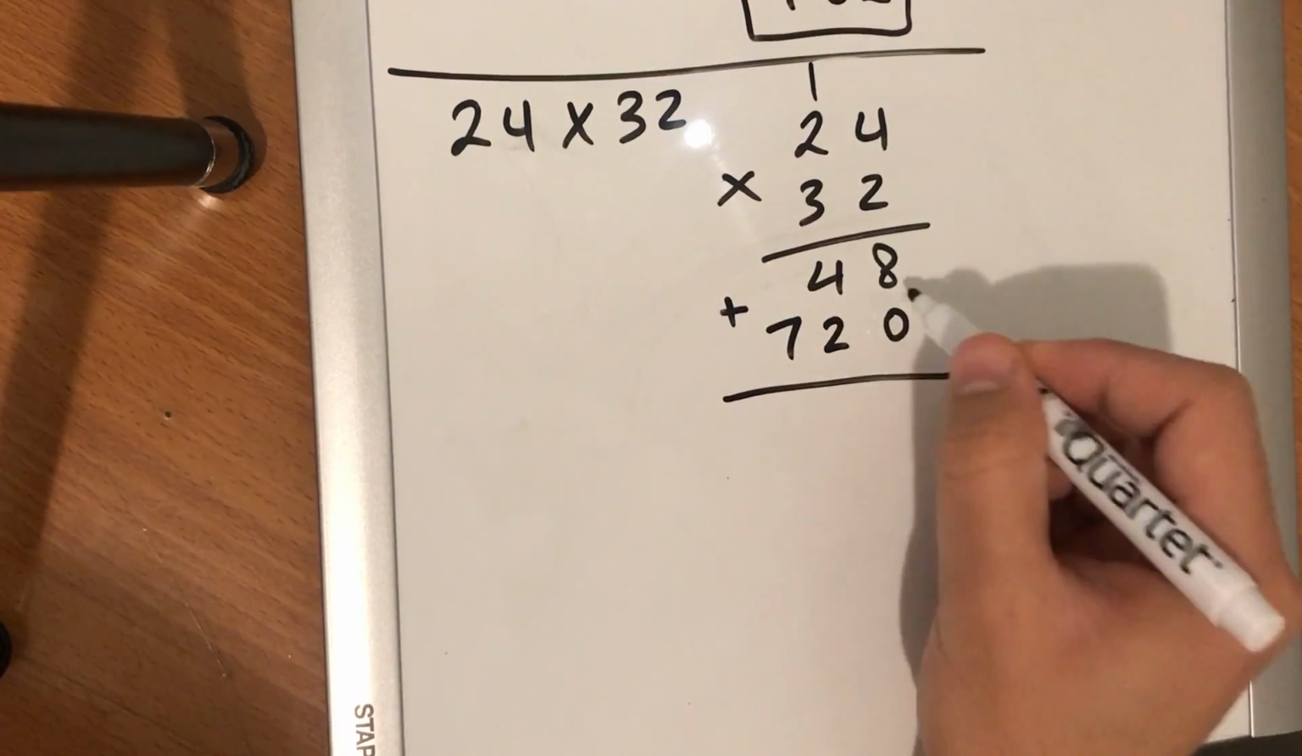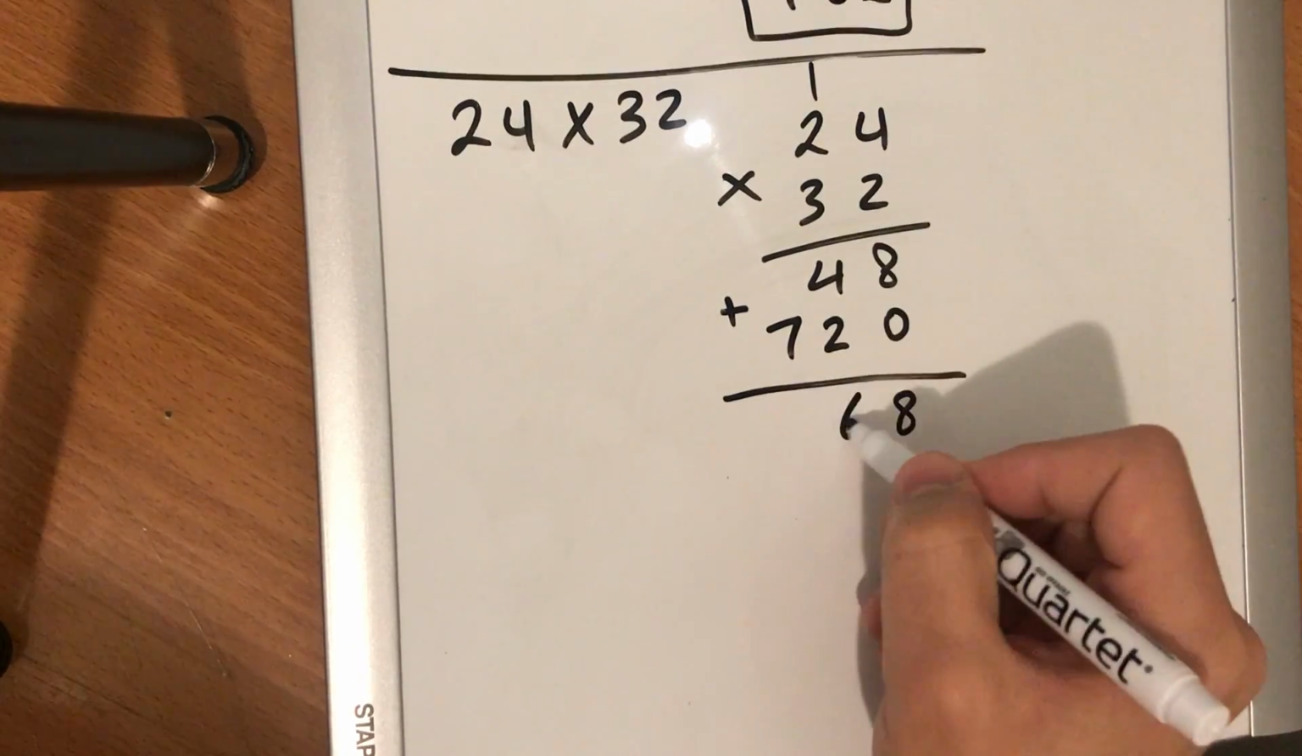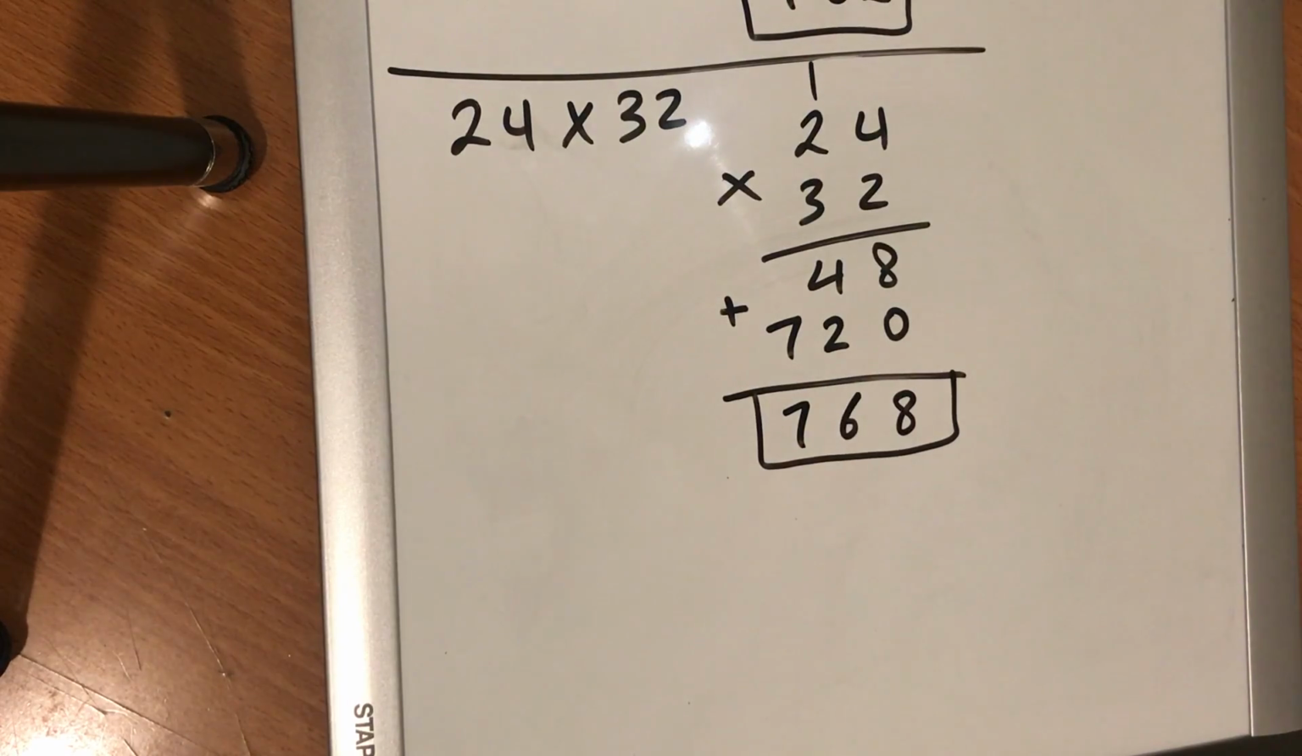Now you're going to add them. 8 plus 0 is 8. 4 plus 2 is 6. 7 plus nothing is 7. And your answer is 768.